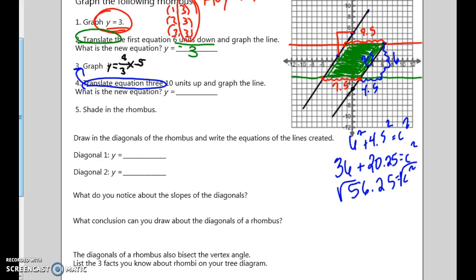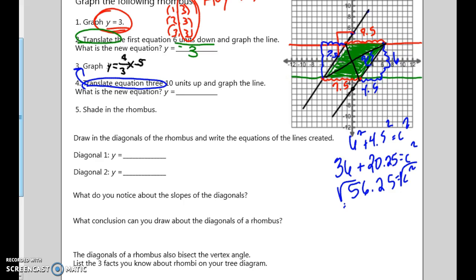And I would do the same thing over here, wouldn't I? So 1, 2, 3, 4, 5, 6. 1, 2, 3, 4.5. Same numbers, same answer. This side is also 7.5. Are we okay? Shaded it in. Okay, now let's look at the diagonals. Are my diagonals going to be the same length or different lengths? On a parallelogram, are my diagonals the same or different?